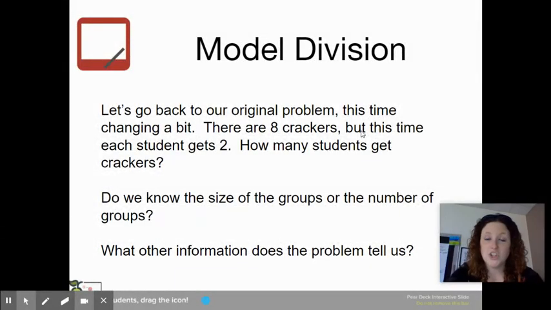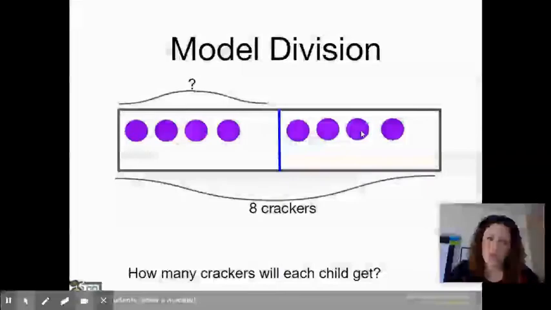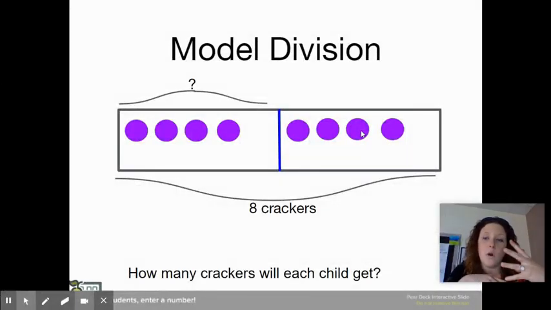Okay, let's try it again. But remember, our goal is to think about what the quotient, the answer to the division problem, means in different contexts, whether it's the number of groups or the number in each group. In our last problem, it was the number in each group. So that 4 meant that each kid, Billy and Bobby, each got 4 crackers. That's what the 4 meant.